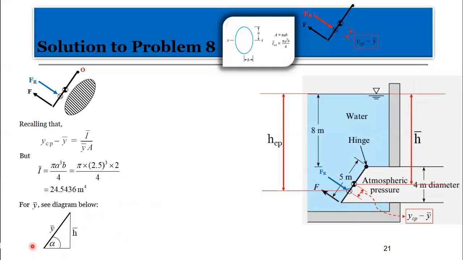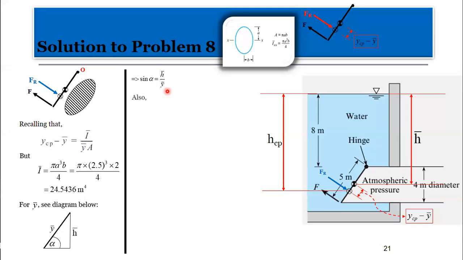Good. So here, the only slanted part is the gate. The angle alpha I'm talking about here is actually the angle here, right? Good. So let's see here. Now, meaning that if I use SOHCAHTOA, the trig ratio, sine alpha is equal to the opposite over hypotenuse. So H bar over Y bar.